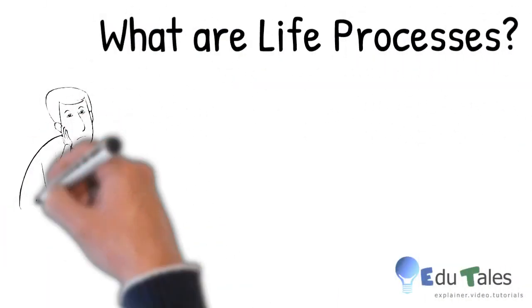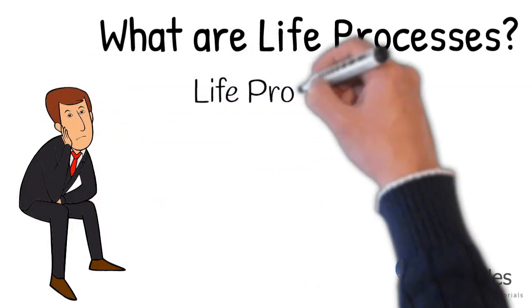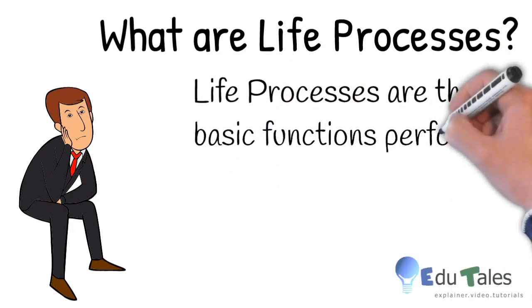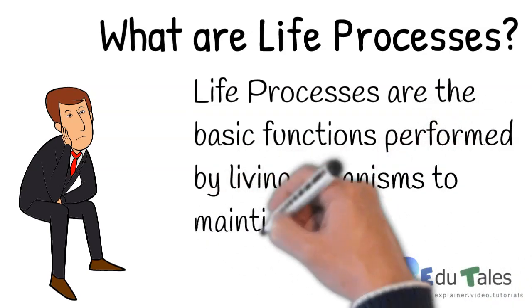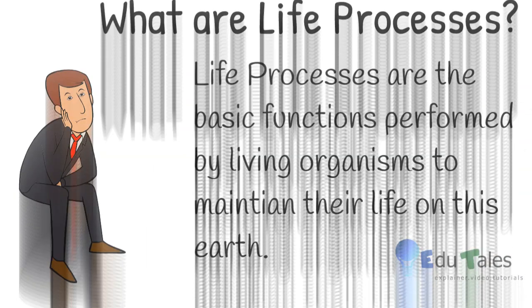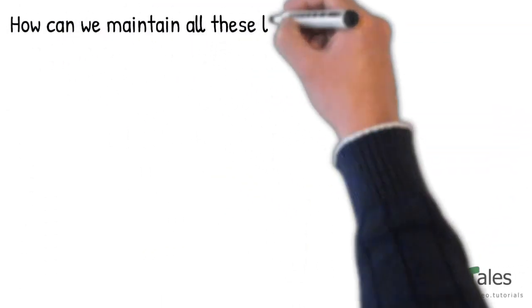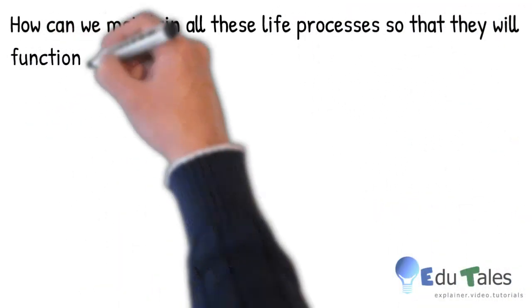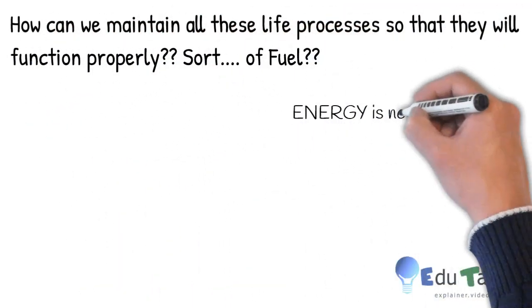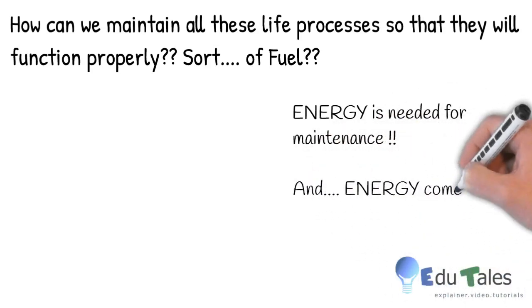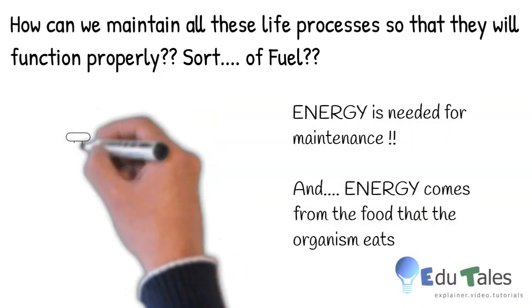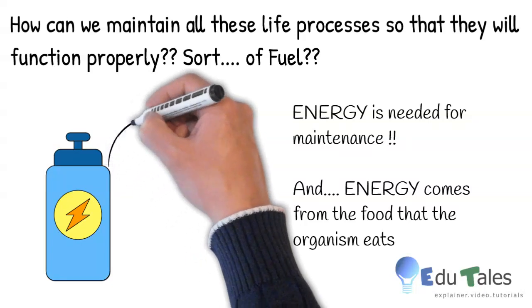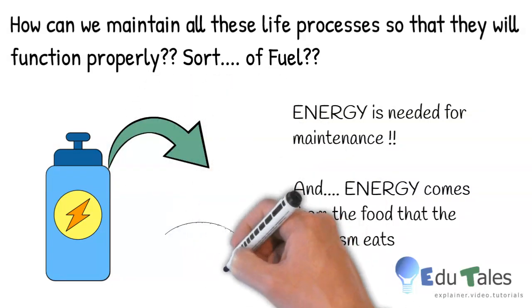Now, what do you mean by life processes? Life processes are the basic functions performed by all living organisms to maintain their life on this earth. How can we maintain all these life processes so that they will function properly? Sort of fuel. So, energy is needed for maintenance, and energy comes from the food that particular organism eats.